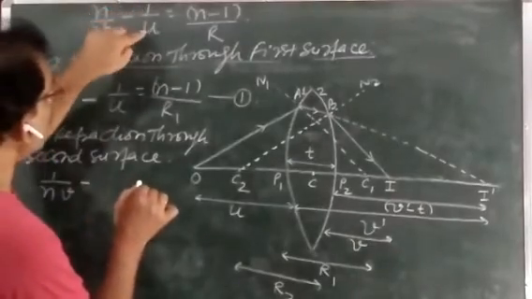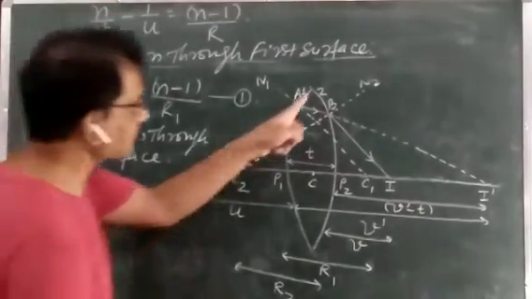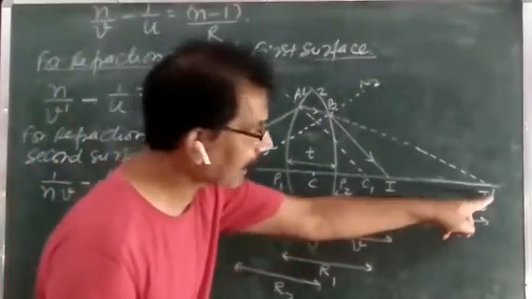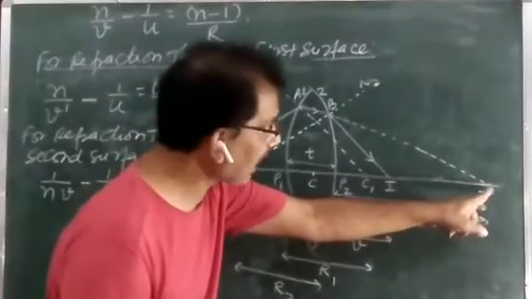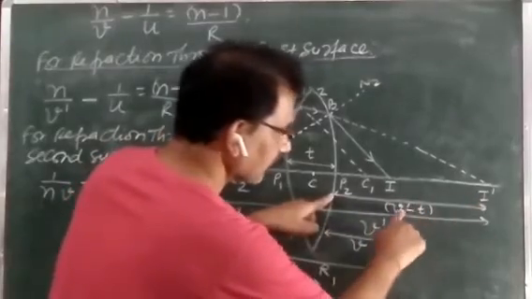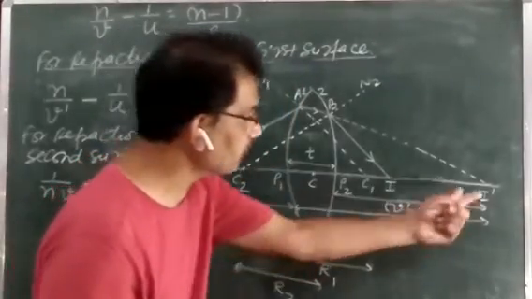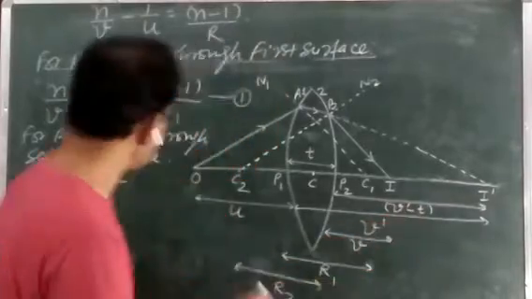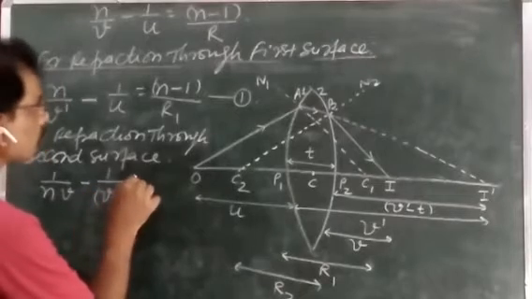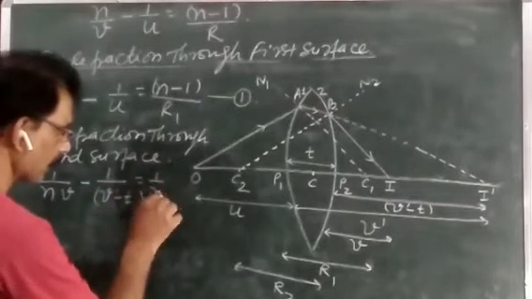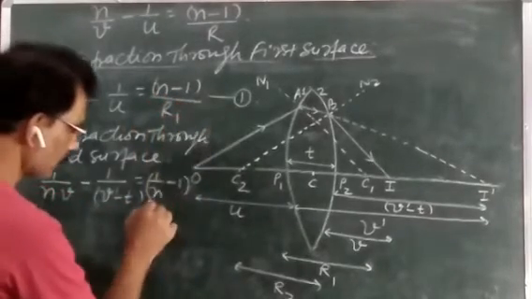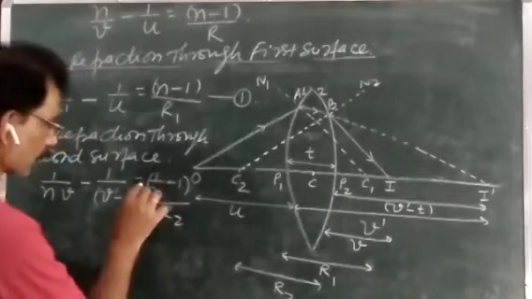Minus 1 upon U. For the second surface, who will act as an object? I dash. और I dash की second surface से distance कितनी है? From here to here, this one is how much here? V dash minus t. इसका मतलब U इसके लिए क्या हो जाएगा second surface के लिए? V dash minus t. So this one is V dash minus t. This is equal to 1 by n minus 1 upon, here you will write R2.